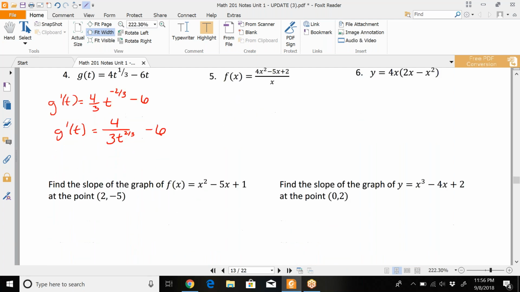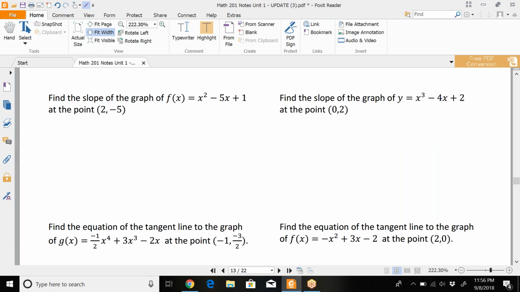And we did 5 and 6, I believe, in class. I think the only one of these I did was the very last one, so we're going to go through these. Find the slope of the graph using this function and the point 2, negative 5. So remember, all we need from that ordered pair when you're just finding the slope is the x. But before you can do that, you need to find the derivative. So f prime of x equals 2x minus 5 using the power rule.